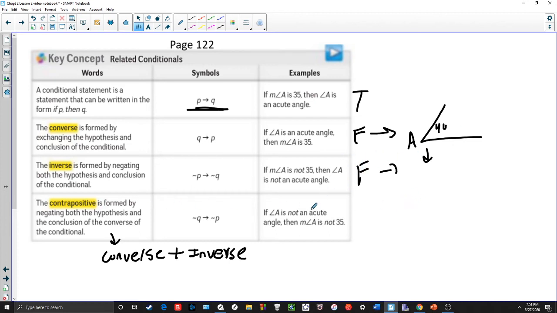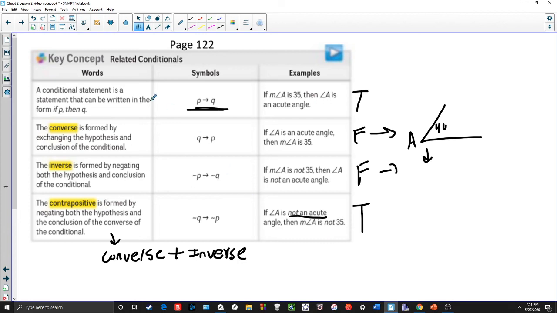And then the contrapositive: if A is not acute, then A is not 35. If A is not an acute angle, that means A is going to be more than 90 or equal to 90, because acute angles are all angles that are less than 90. So if A is 90 degrees or more, then A is not 35. Well, that's actually going to be true, because if you're 90 or more degrees, then you obviously can't be 35 degrees. So that statement is true. There is no counterexample for that.